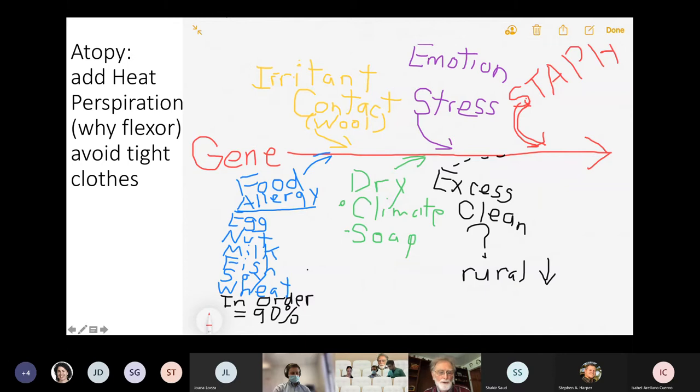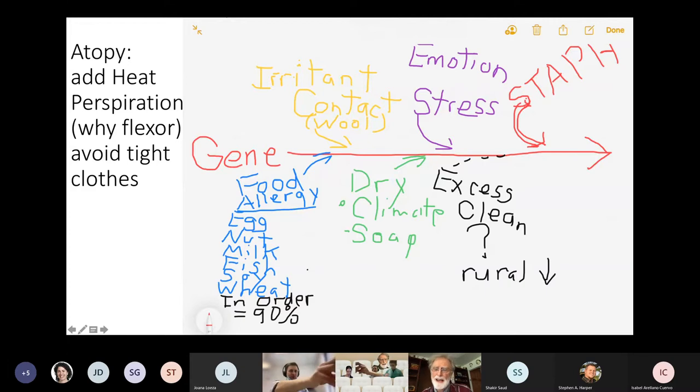We've already talked about food, and one study showed you look at these six things and this knocks off 90% of food allergies that contribute to atopy. Irritants, contact, wool, well known, avoid wool, 100% cotton. And this feeds into something that I didn't put in my original sketch, but it's heat and perspiration, which obviously probably relates to wool. So, and avoiding tight clothing. And that might be why flexor surfaces in adults are more involved, as they get skin on skin more.